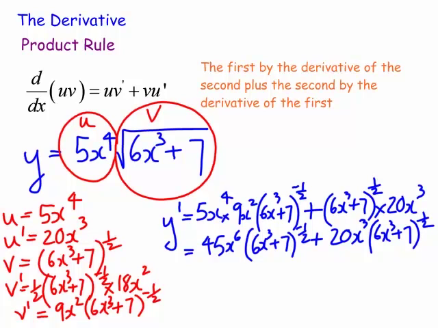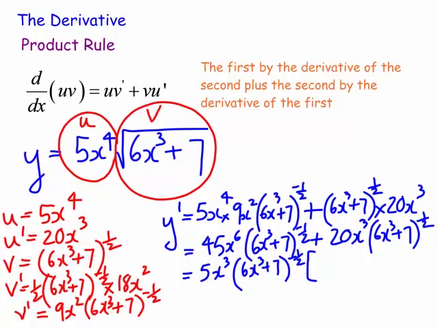We've got 45 and 20, so we could take a 5. So let's first of all take out 5x cubed. Now, we can also take out this negative index, so (6x cubed plus 7) to the negative 1/2. Now, what is left? Well, let's have a look.